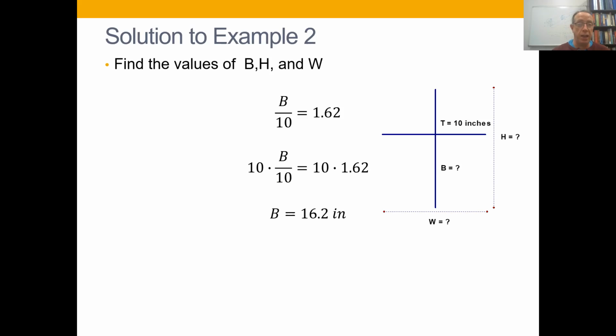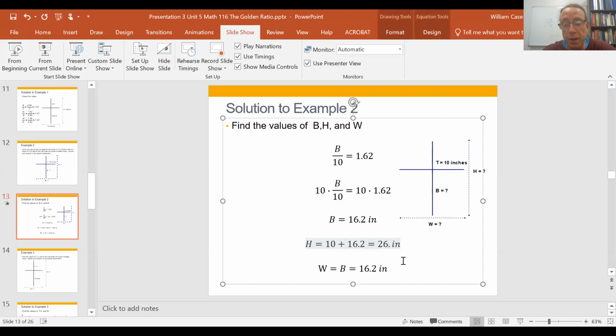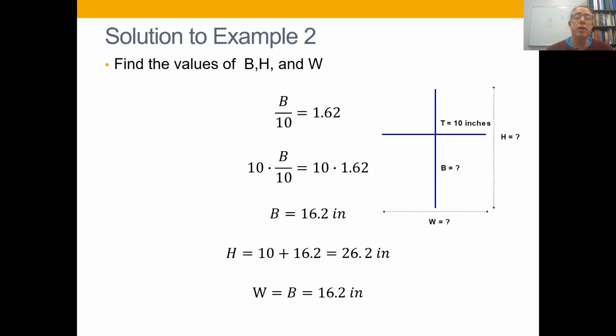The next one is H. Well, recall H is basically the top plus the bottom. So 10 plus 16.2 is 26.2. And let me fix that, I realized I had a typo. There we go. So H will be 26.2 inches. And then, of course, W will equal B. That's the quickest way to do it, and you get 16.2. And we're done.